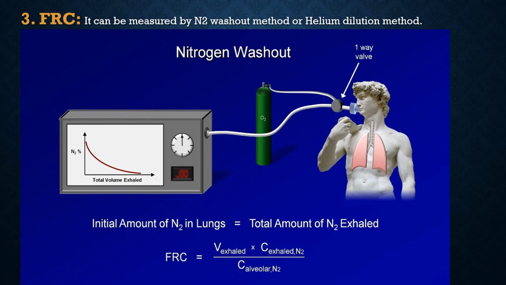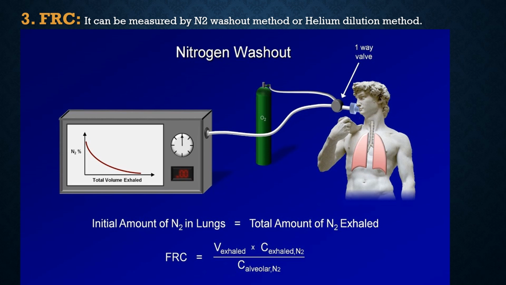In this method, the subject is made to wash out nitrogen from the lungs completely by inhaling pure oxygen for 5 minutes and expiring into a large gas bag called a Douglas bag. So the lungs are washed with pure oxygen and hence made nitrogen free. The volume of gas collected in the Douglas bag and its nitrogen content are measured.